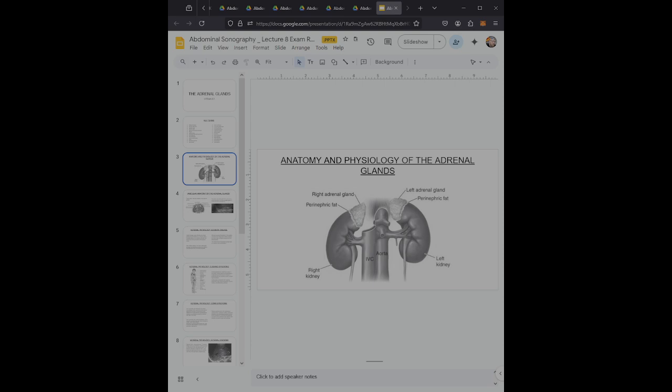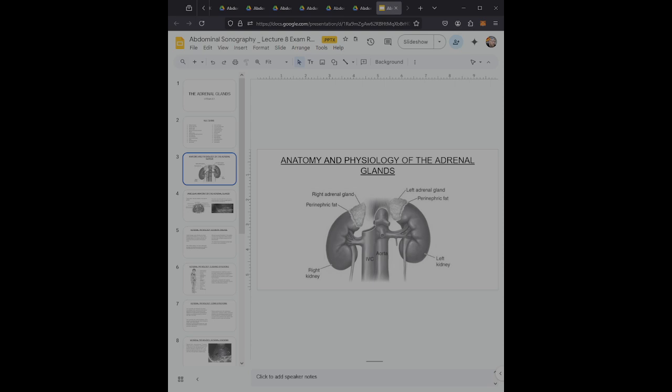We call this feedback system the hypothalamic pituitary adrenal axis. The hypothalamus controls the release of adrenocorticotropic hormone, and adrenocorticotropic hormone is released by the anterior pituitary gland, which in turn controls the release of hormones by the adrenal glands. Each gland is composed of a medulla and a cortex.